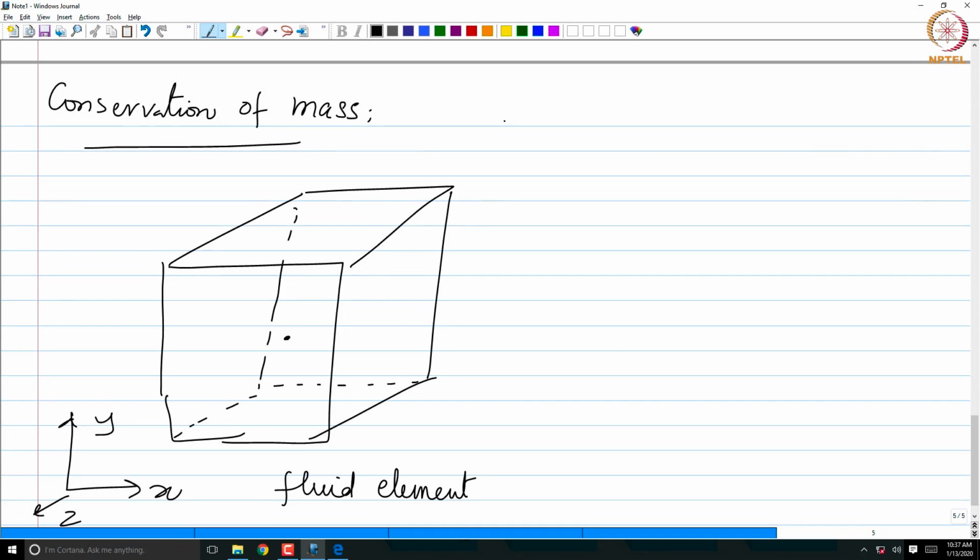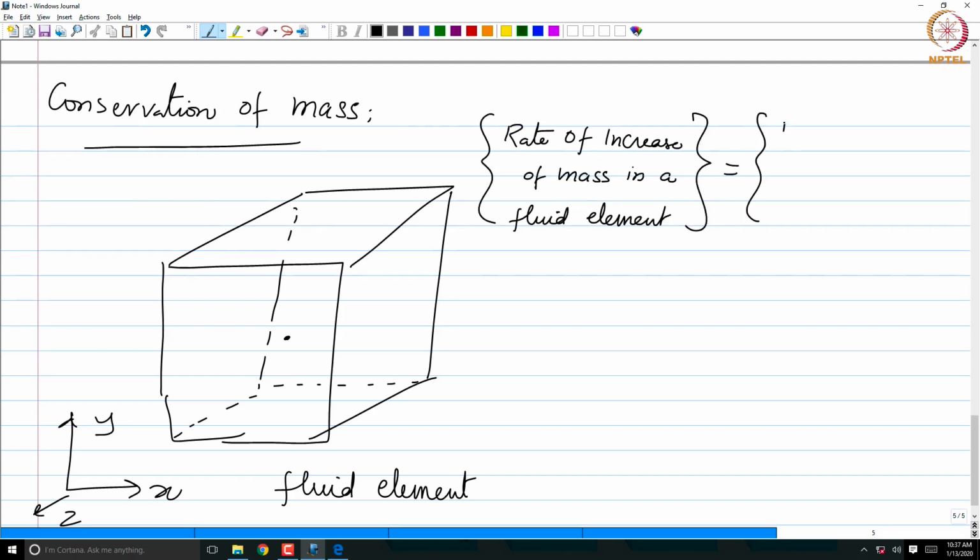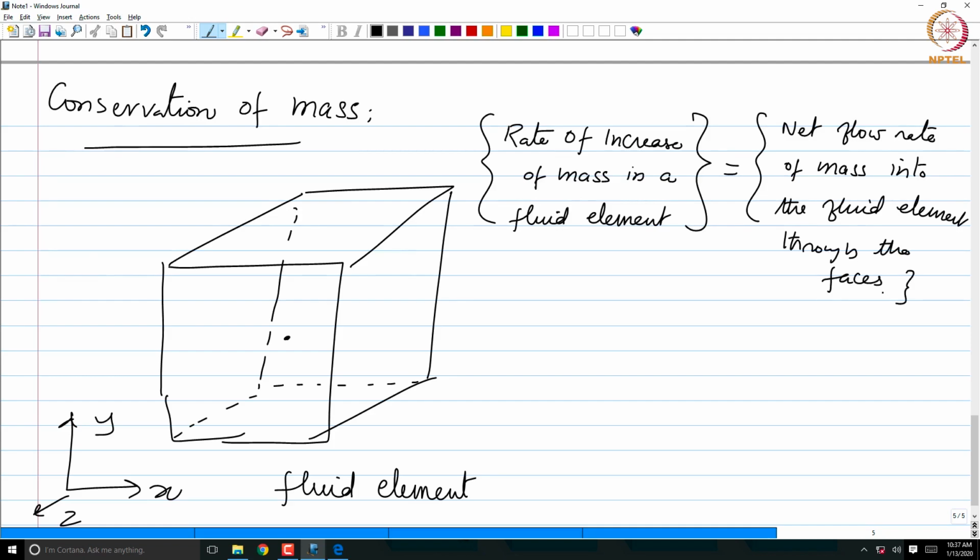Okay, so if I were to write it, this is basically the rate of increase of mass in a fluid element, right, is balanced by the net flow rate of mass into the fluid element through the faces, right? All right. So what will be the rate of increase of mass in a fluid element? How do we write it mathematically?